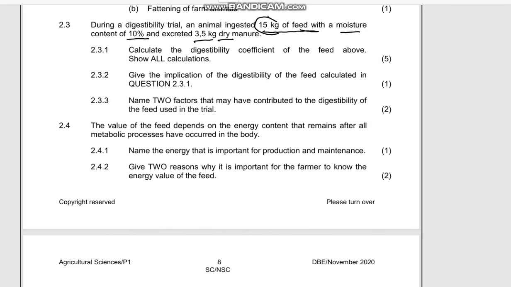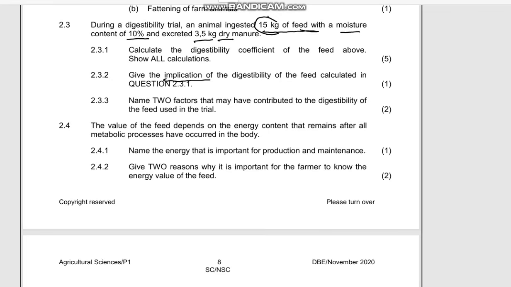Now, give the implication of the digestibility of the feed calculated in question 2.3.1. Firstly, we'll have to look at the word implication. What does the word implication mean? I like giving an example. Let's say you're outside during the day, you see the clouds getting darker, you hear thunder rumbling, then what is the implication of that? The atmosphere is getting a little bit darker, there's thunder, there's wind, and the clouds are dark. The implication of that is it will most likely rain. It's going to rain soon.